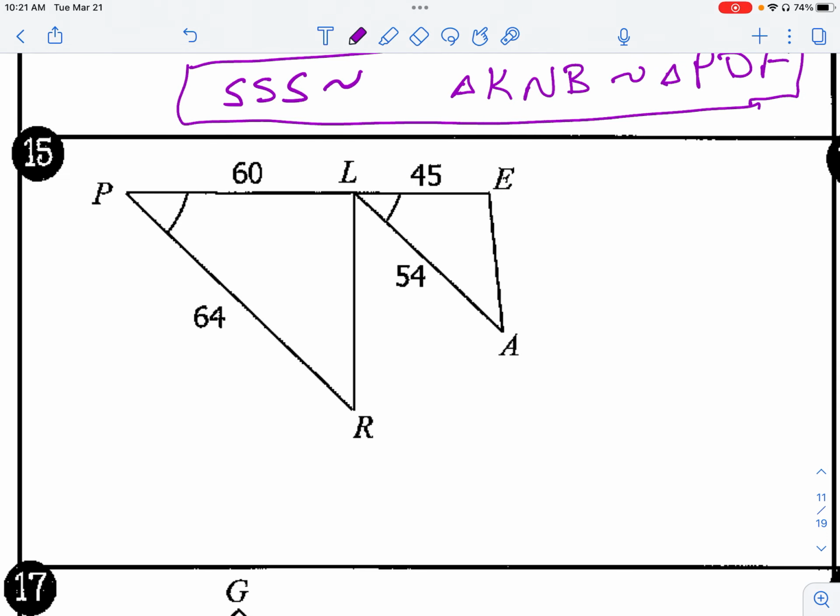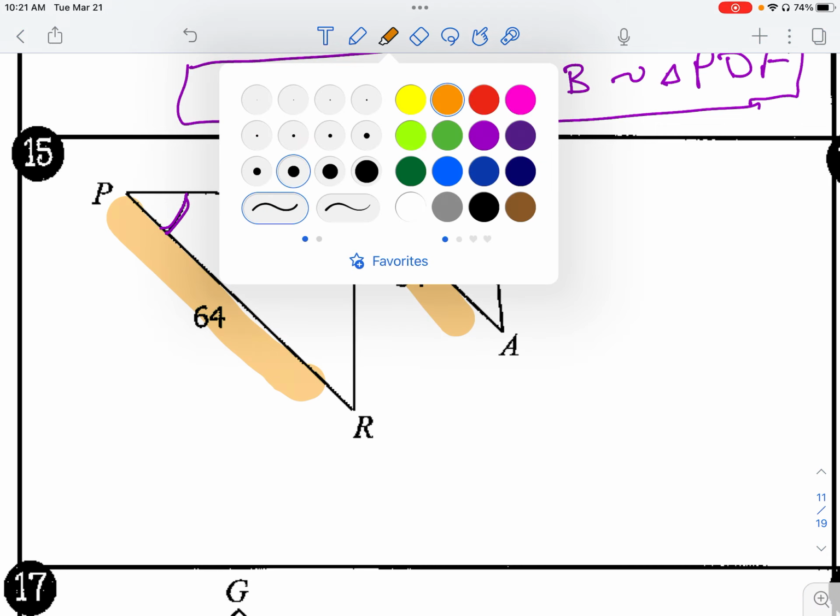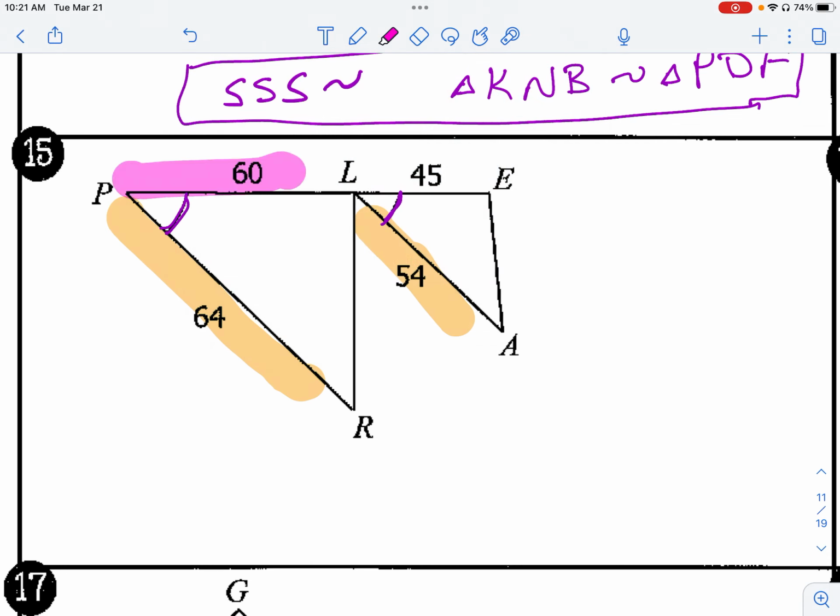Number 15, we have an angle. We've got a longer side. We've got a shorter side. So let's see what we get when we put them together. Well, 16, 45 are both divisible by 15. So we got 4 over 3.